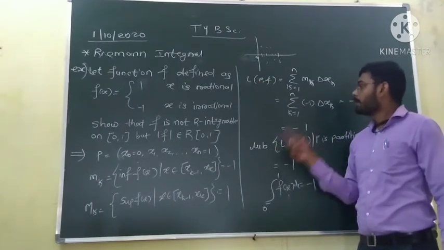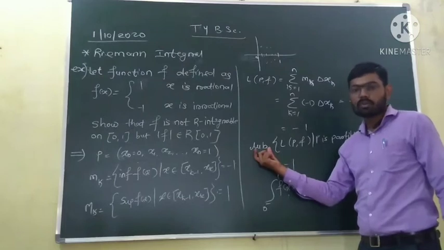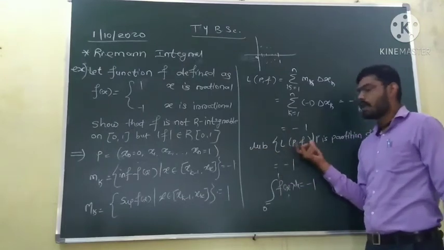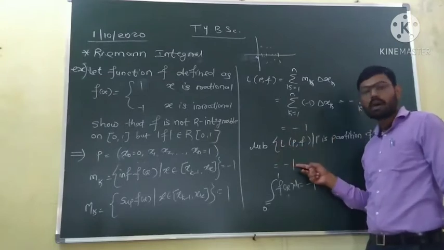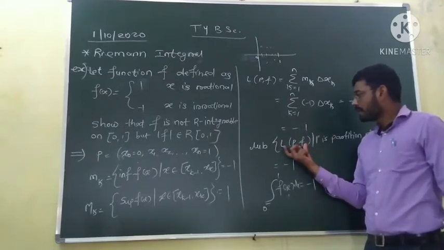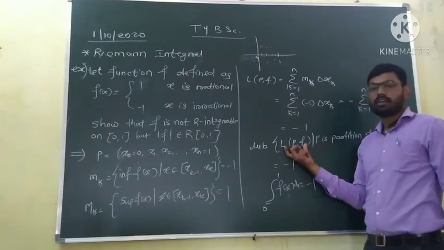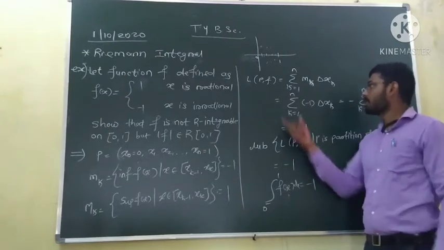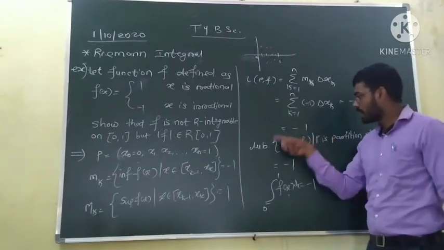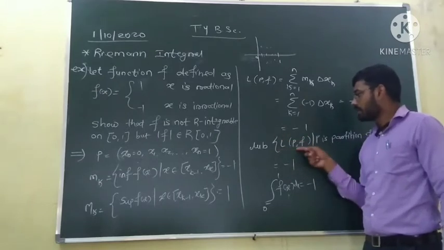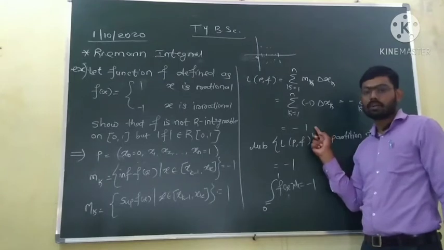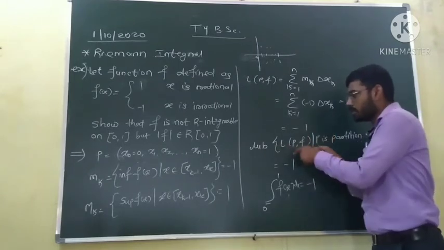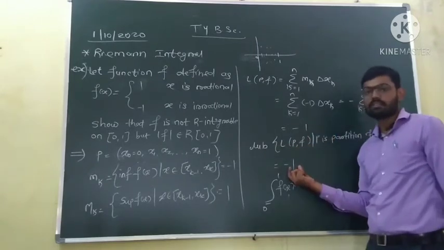So if we take the least upper bound of the set of all lower sums for this function, the LUB will be minus 1. Why? Because the set contains only one value, minus 1. You take any partition, the lower sum will be minus 1. So the set of all lower sums contains only one value, which is minus 1. So the least upper bound of the set of minus 1 is this value, minus 1.